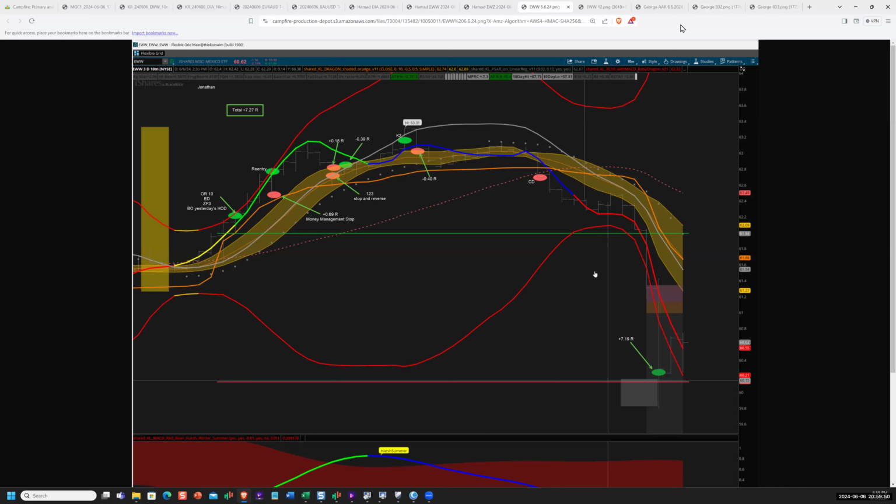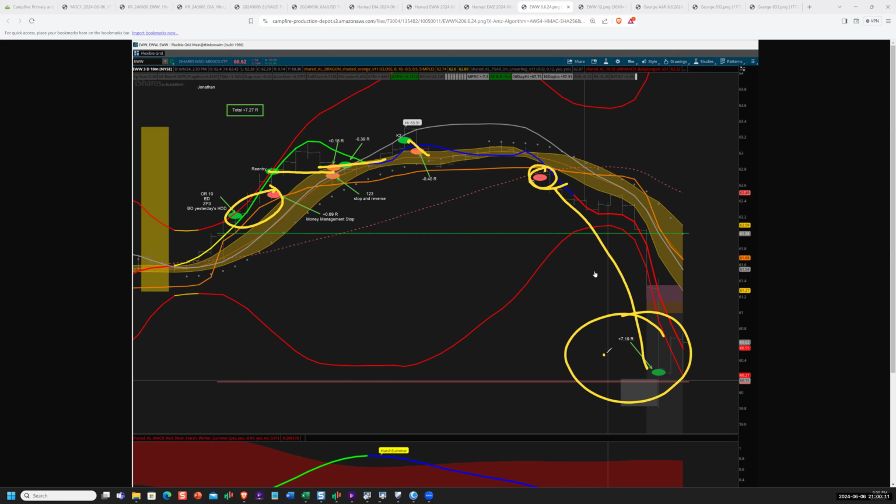This is Jonathan on EWW, his focus stock. And he gets paid, scratches, micro loss, plays the collapsing dragon just like he's supposed to, and lucks into 7.2 for a 7.3 for the day. Sometimes good things happen to bad people.